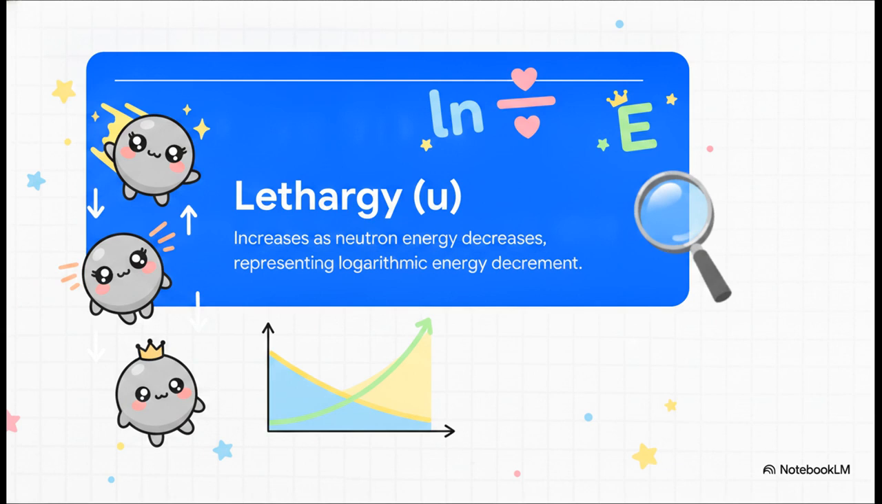Now, tracking an exponentially decreasing energy level gets really messy really fast. So physicists use this brilliantly counterintuitive concept called lethargy, which is represented by the letter U. Lethargy is calculated as the natural log of a reference high energy divided by the current energy. What does that actually mean for us? It means that as the neutron's actual physical energy drops through all these collisions, its lethargy value increases. It's just a really clever mathematical trick to track the whole slowing down process on a much simpler, linear scale.